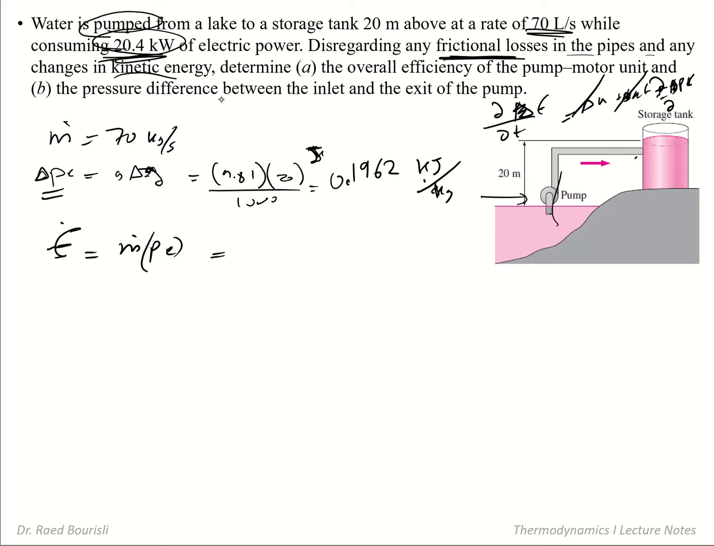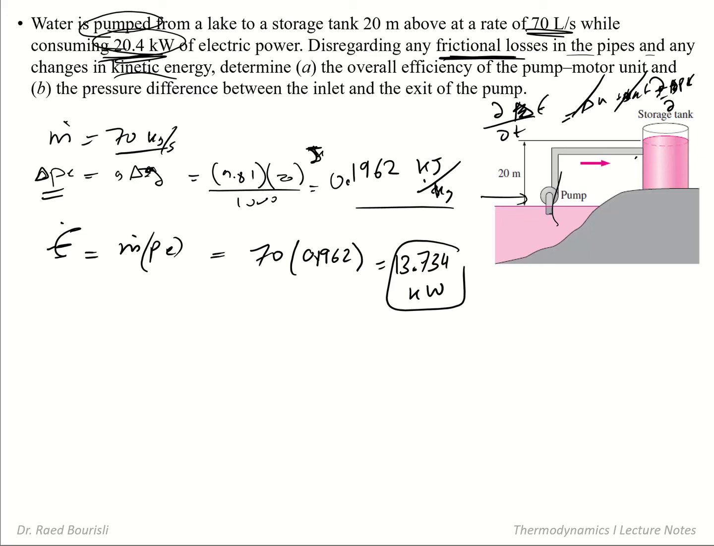So 70 kilograms per second, 70 times this 0.1962. So this is 13.734 kilowatts. This is the mechanical energy needed to do this straight up.